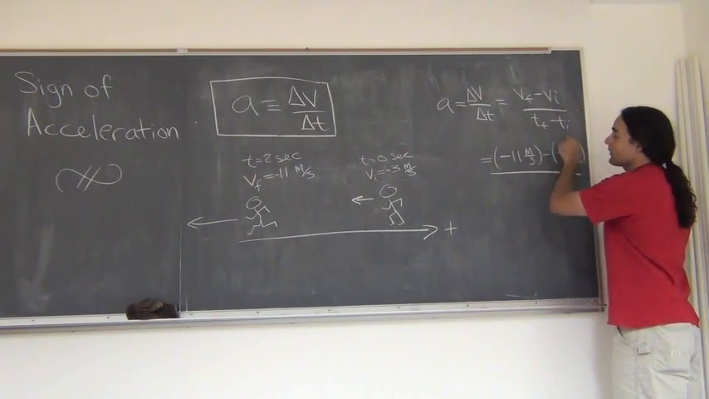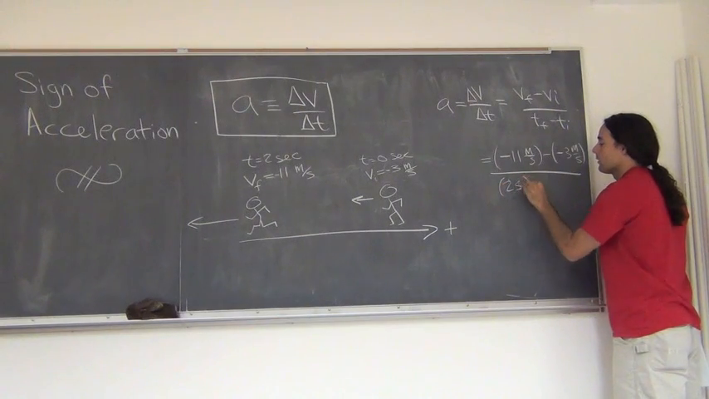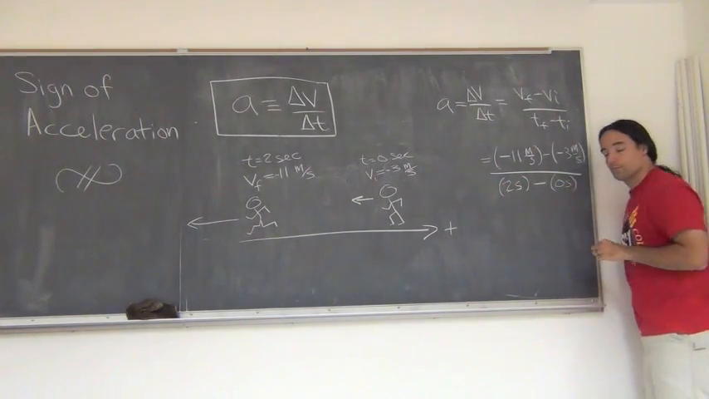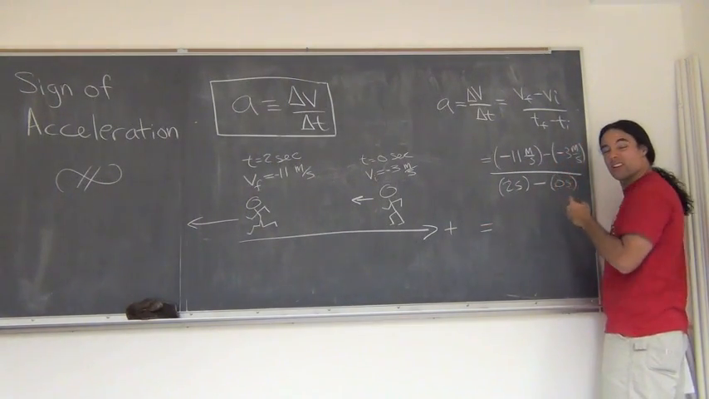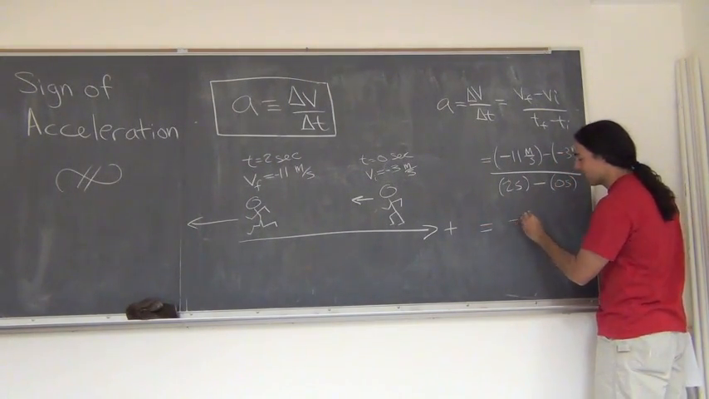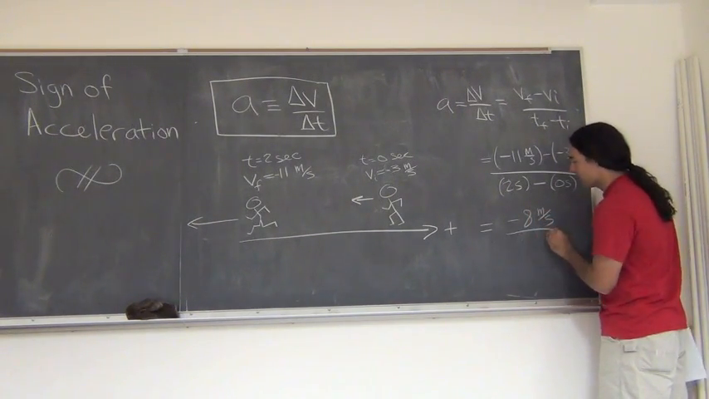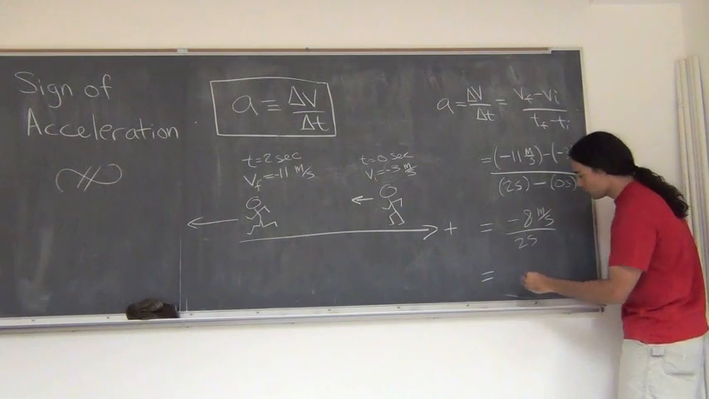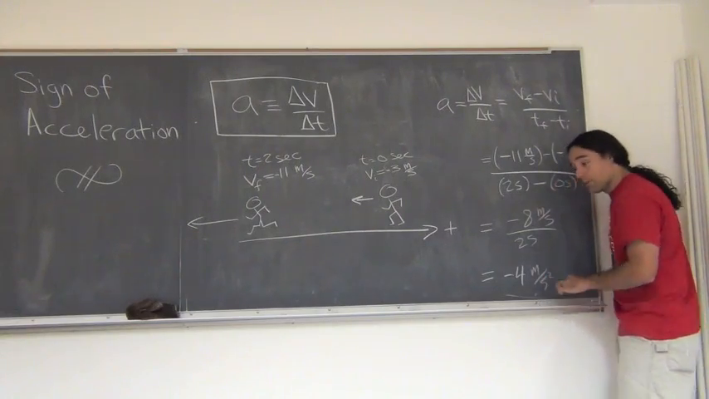divided by delta t, which is 2 seconds, minus 0 seconds. Okay. So that'll be negative 11 minus negative 3, so that's negative 11 plus 3, that's negative 8 meters per second, divided by 2 seconds, gives me an acceleration of negative 4 meters per second squared.